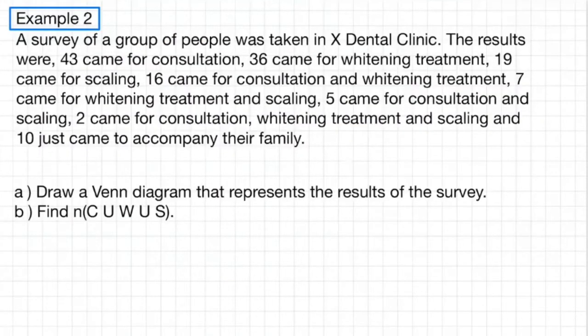Example 2. A survey of a group of people was taken in X dental clinic.